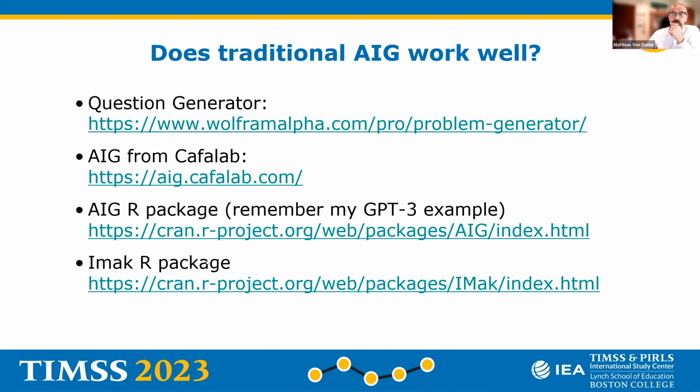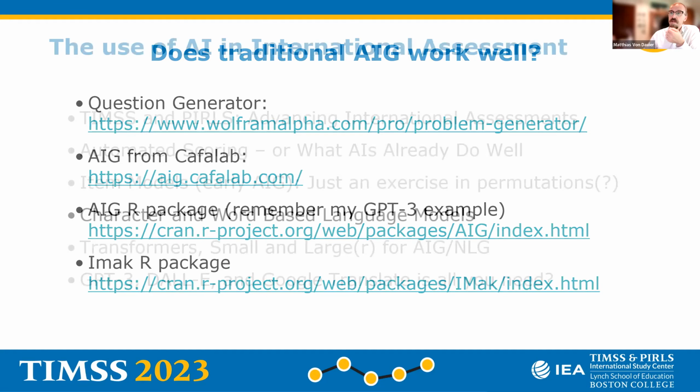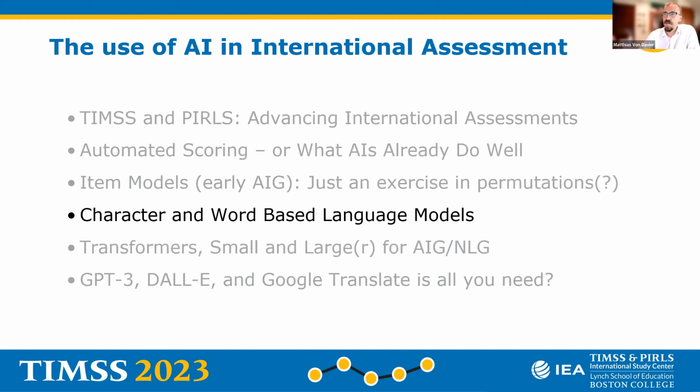These four packages, I actually left out my example here. Sorry, I had to cut a slide. You will see my GPT-3 examples later. There are multiple packages that can be used for this rule-based automated item generation. But this is essentially a tool for simple items, for the type of items that I just showed you, or something like this. Again, also simple math items.